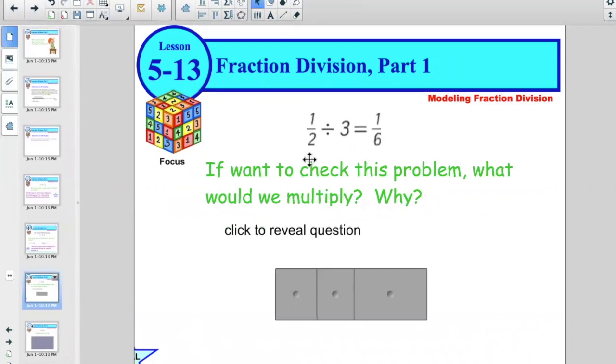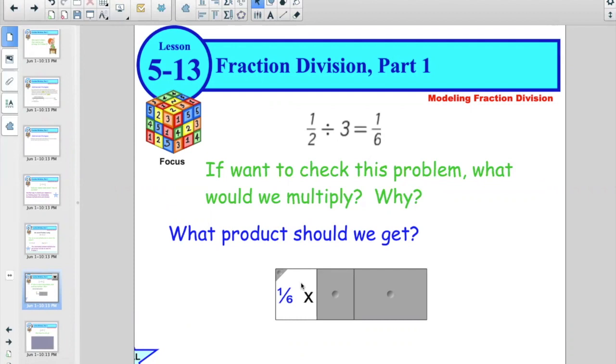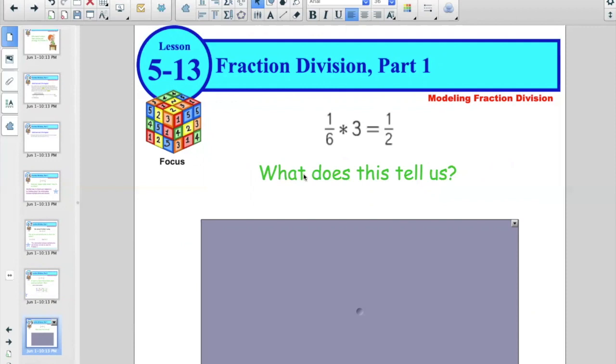So if we want to check 1/2 divided by 3 equals 1/6, what would we multiply and why? What product should we get? Well, we'll take our quotient, 1/6, multiply it by our divisor, 3, and hope that we get the dividend 1/2. And in this case, 1/6 times 3 equals 3/6, which does equal 1/2. 1/6 times 3 equals 1/2.